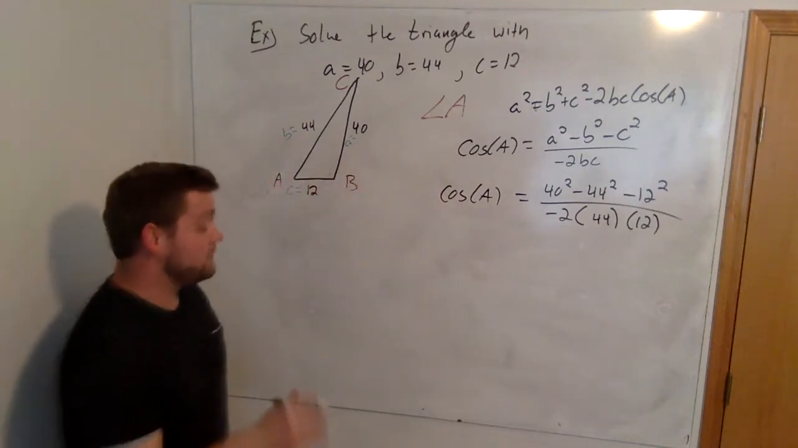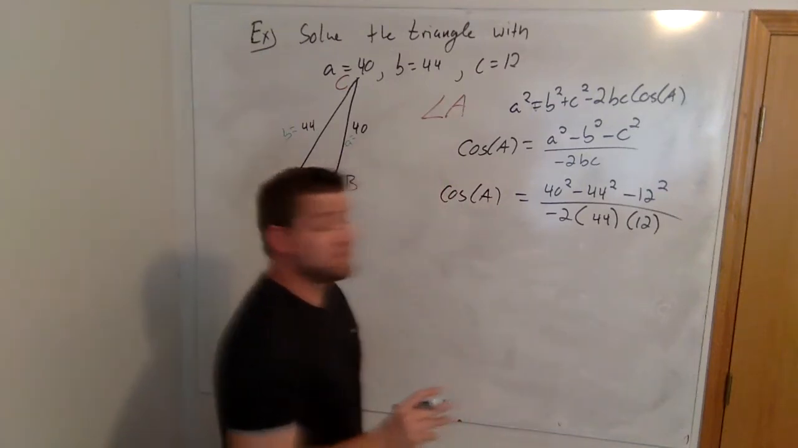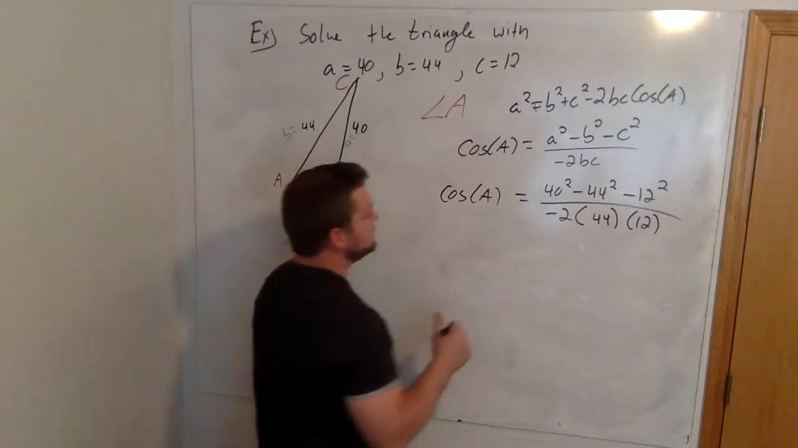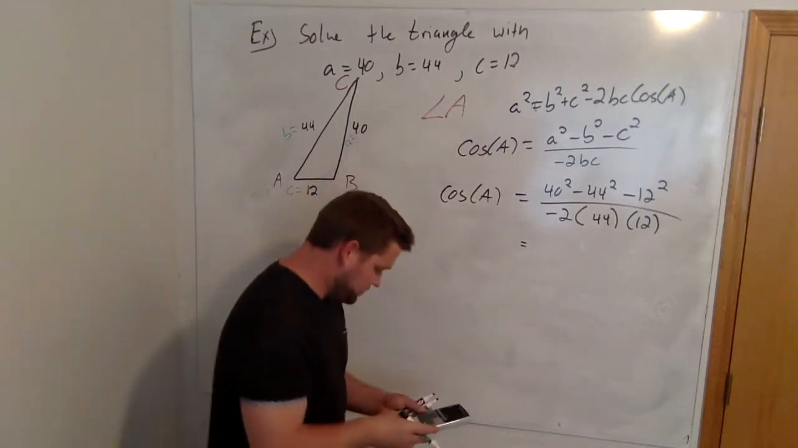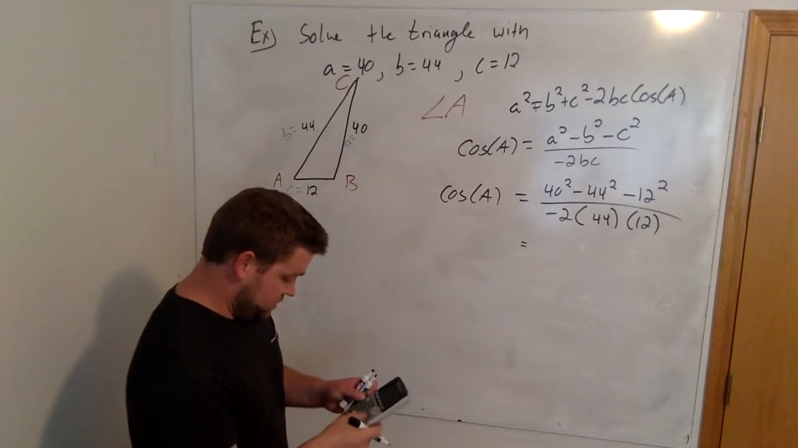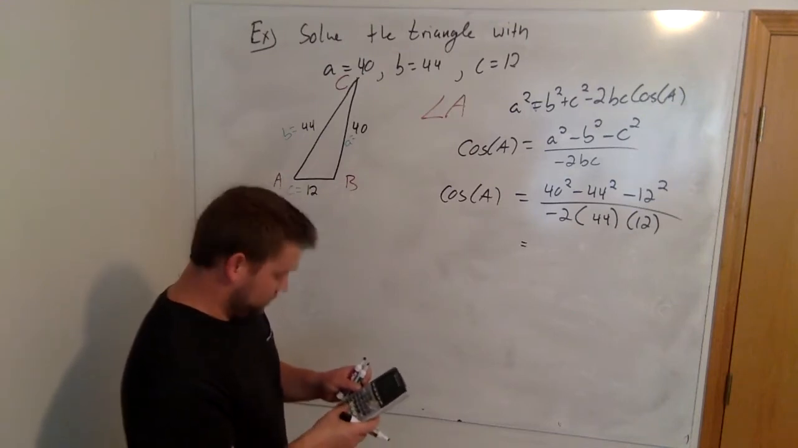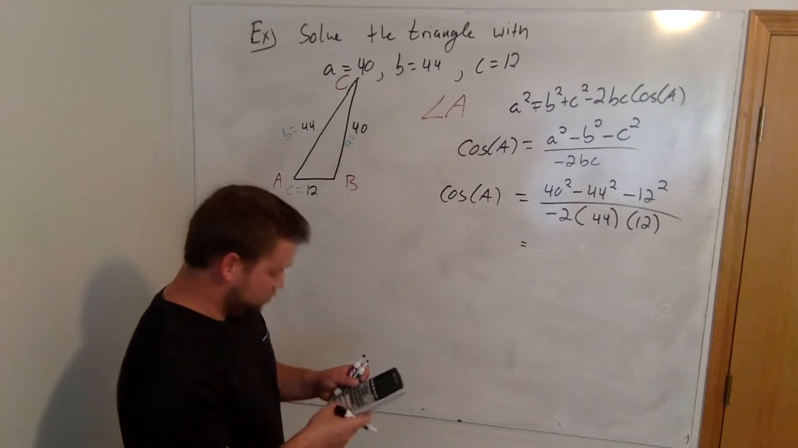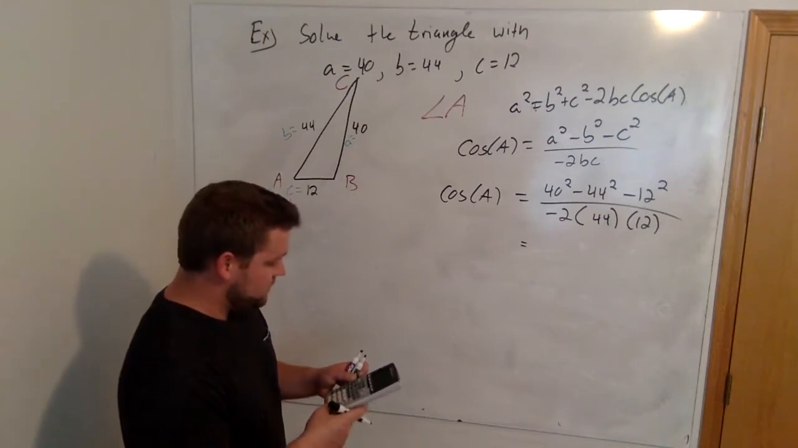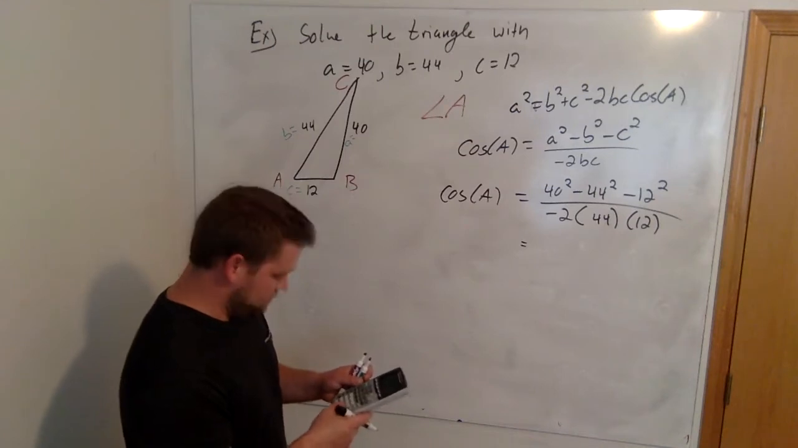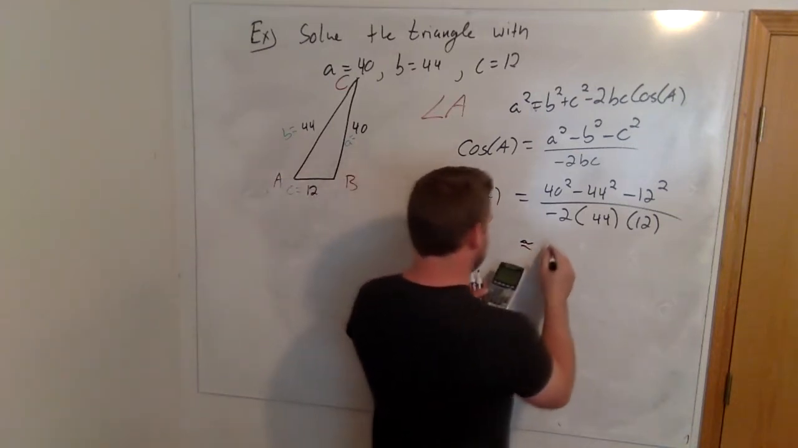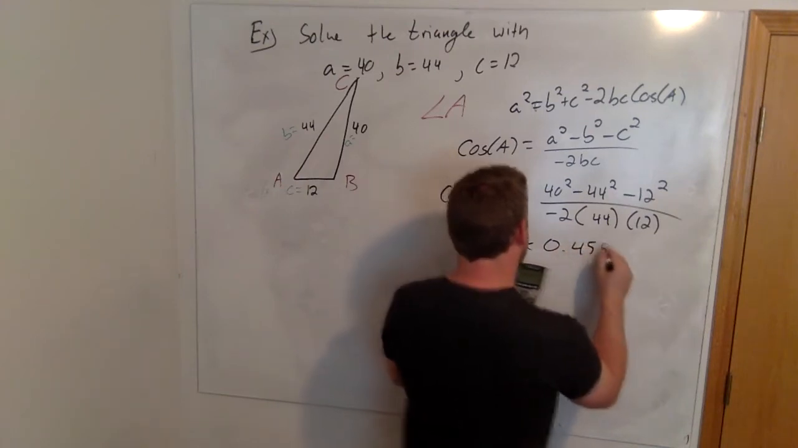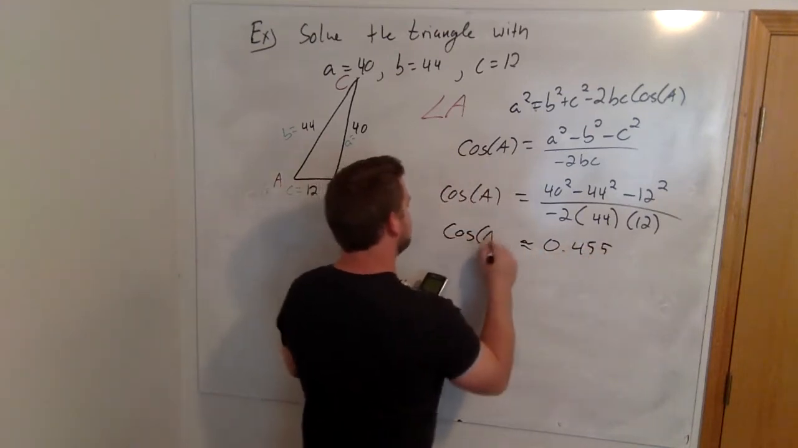Now in the last video I did the cosine inverse of both sides and plugged it into my calculator in one fell swoop. But what I'm going to do here, just for illustration, is go ahead and compute this right hand side to see what that number roughly is. So let's check it out. 40 squared minus 44 squared minus 12 squared, and we'll divide that by negative 2 times 44 times 12. I'm getting that this is roughly, if we round to 3 decimal places, 0.455. And this will be the cosine of A.